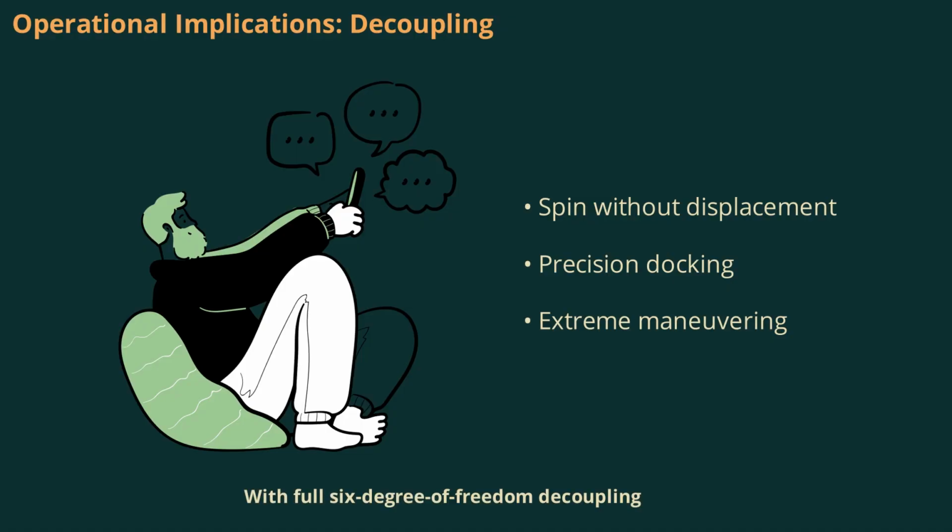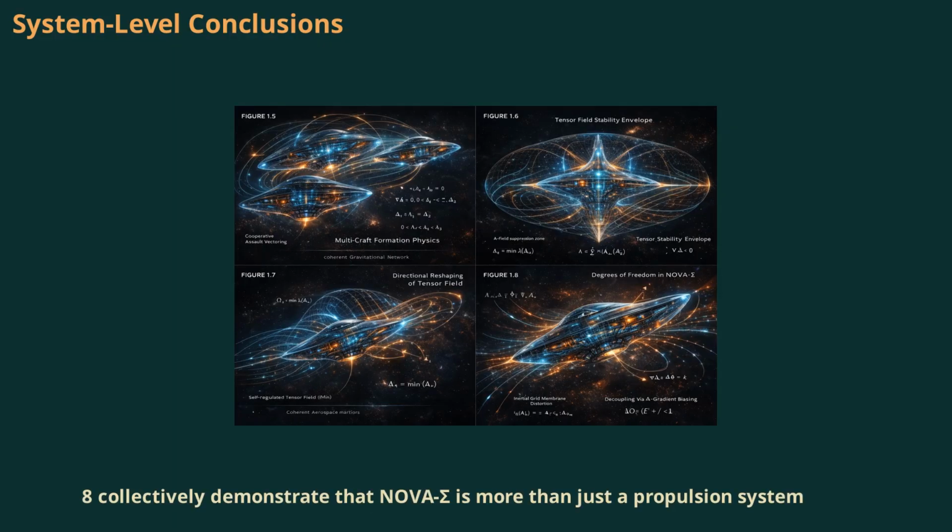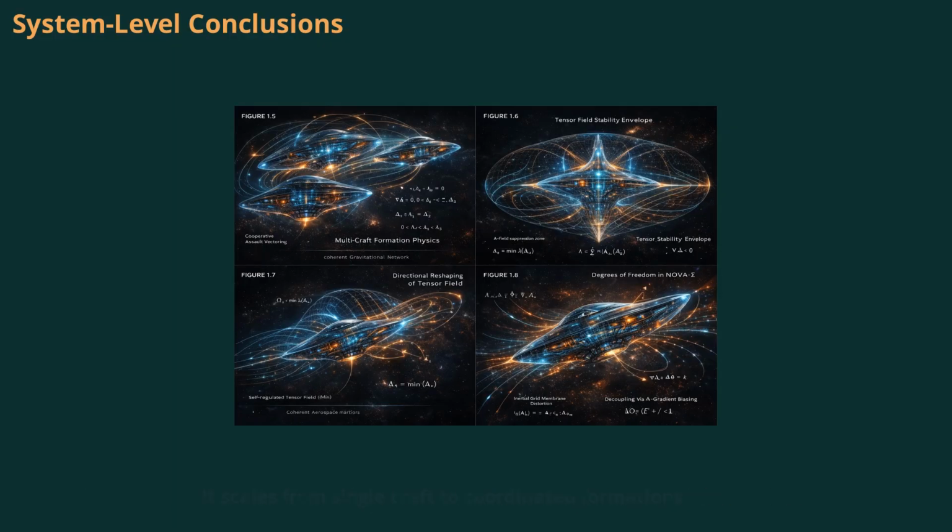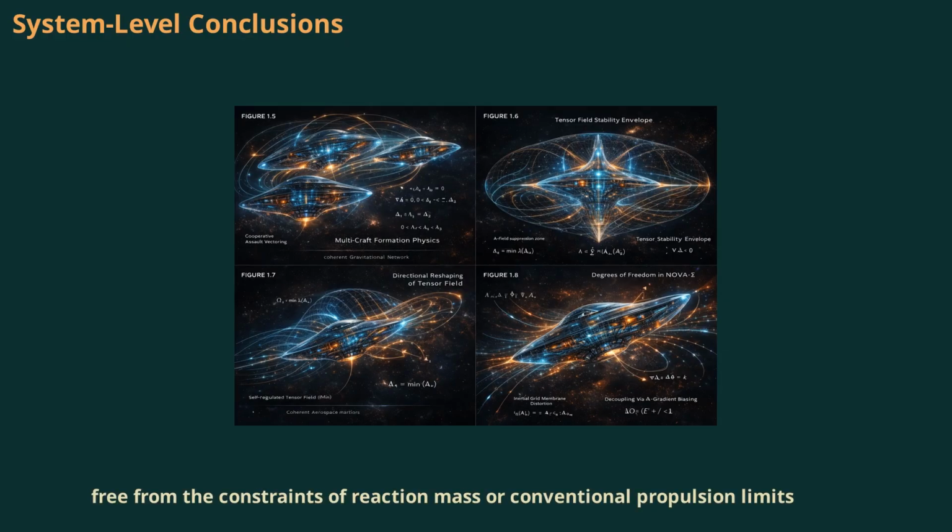With full 6 degrees of freedom decoupling, NOVA-Σ can perform spin without displacement, translation without rotation, and precision maneuvers in tight or hostile environments. This capability is essential for advanced mission profiles, including docking, formation flying, and operations in unpredictable or hazardous conditions. Figures 1.5 through 1.8 collectively demonstrate that NOVA-Σ is more than just a propulsion system. It scales from single craft to coordinated formations, maintains stability through tensor field envelopes, achieves non-Newtonian maneuverability via inertial shaping, and fully decouples classical degrees of freedom. This establishes NOVA-Σ as a field-governed mobility platform, free from the constraints of reaction mass or conventional propulsion limits.